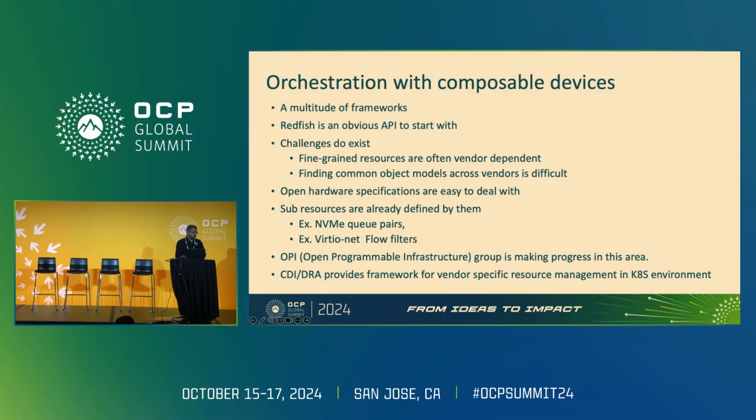OPI, Open Programmable Infrastructure. The booth is in the expo hall by the ARM booth. You can go check it out. The OPI group is making progress in this area to make a uniform API that all DPUs can support. CDI DRA is, as stated, a vendor-specific resource management that can be used in the Kubernetes environment.